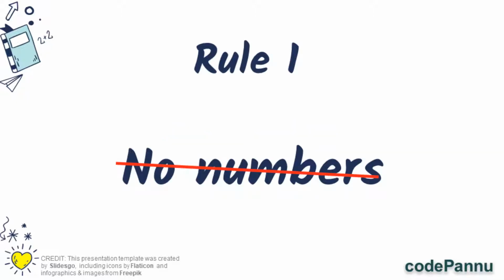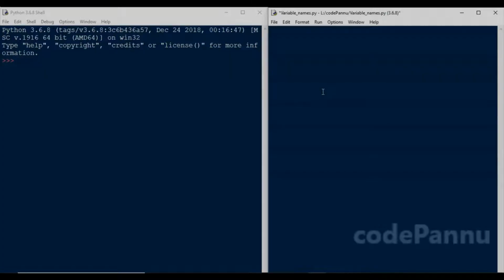Rule number one. Can we give a number as a variable name? No, Python does not allow a number to be used as a variable name. Let us go to Python and see an example. So I write 1. So I've given my variable name as 1 equal to, within quotes, let me put codePannu. This statement will give an error. Let us save the file and run this code.